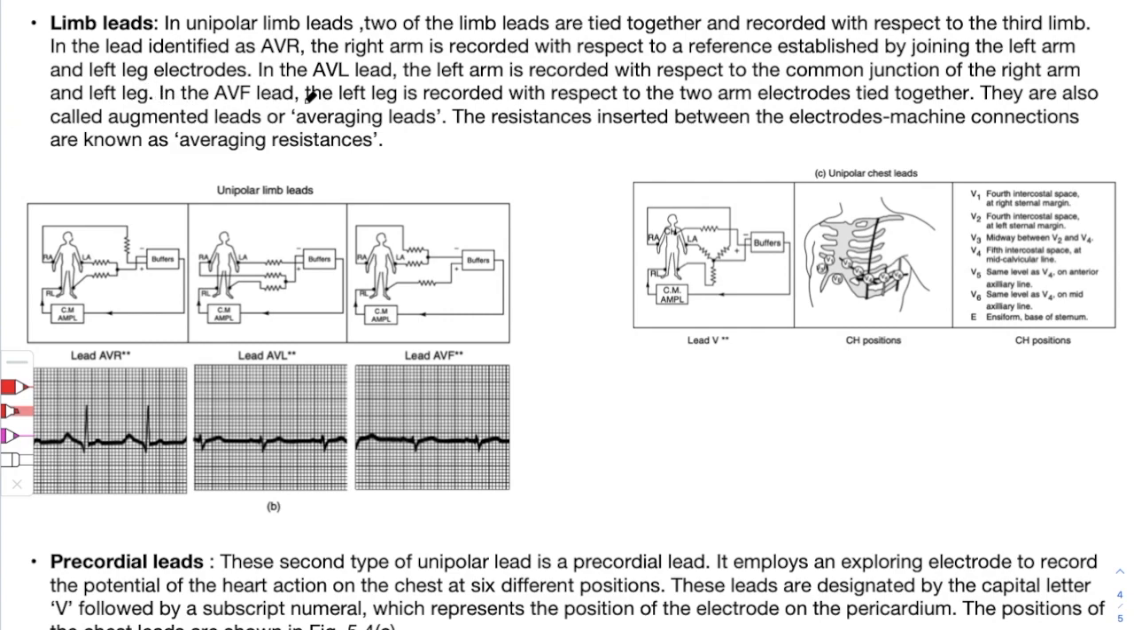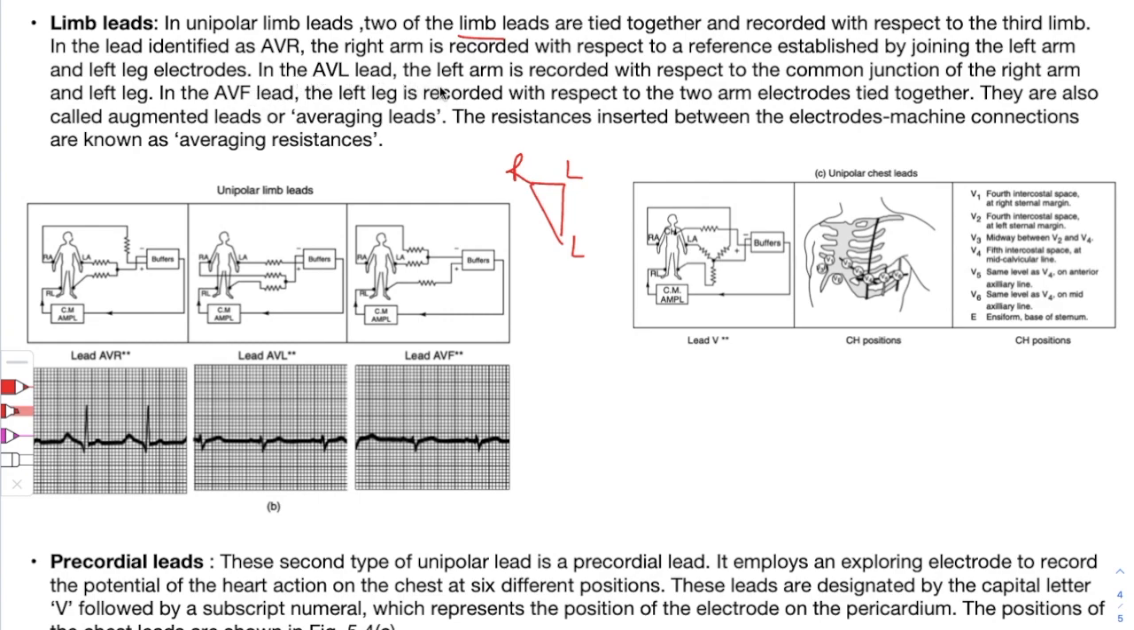Limb leads: there are two limb leads. As the name suggests, limb is related to the limbs. They are tied together and recorded with respect to the third limb. In the lead identified as AVR, the right arm is recorded with respect to the reference established by joining the left arm and the left leg. As you can see, right, left, like this.